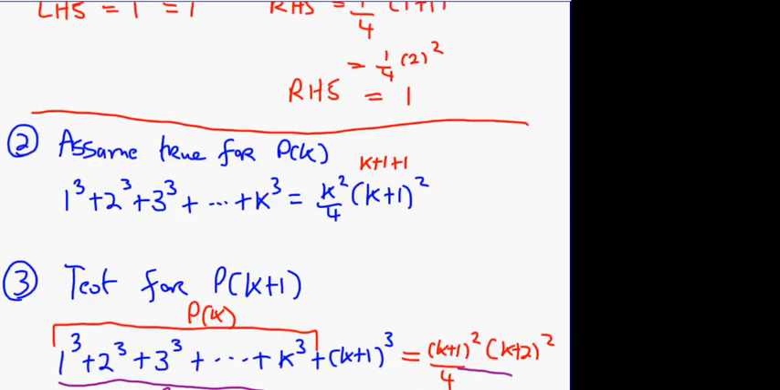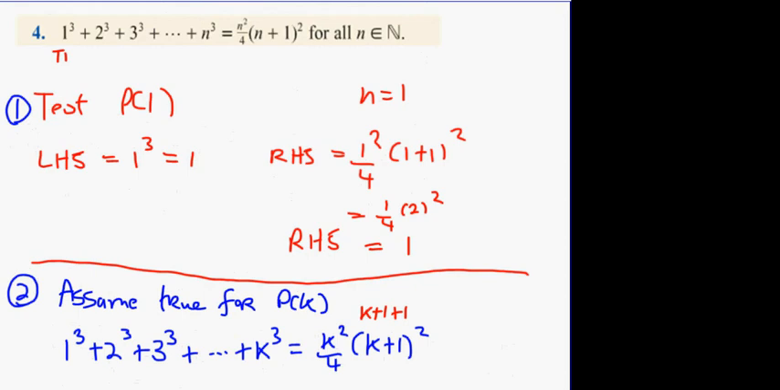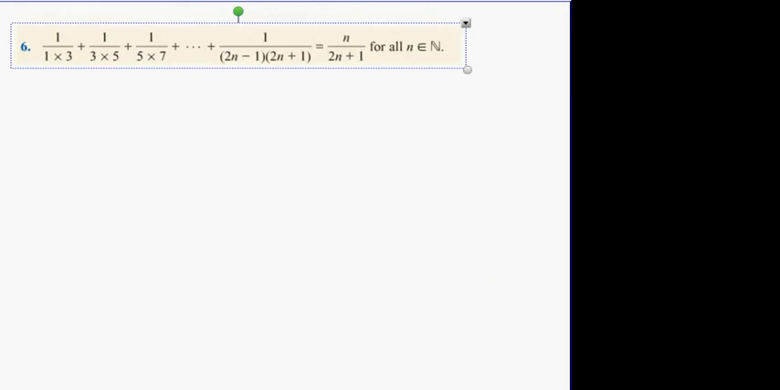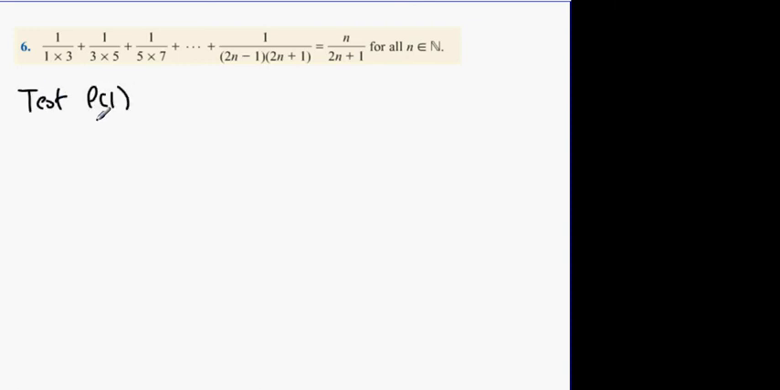Okay, so question 6. Now, in question 6, we're going to test P of 1. Now, when we test P of 1, the left hand side of the equal sign, which is this LHS, this is the RHS, and what we're going to find is that the LHS is going to equal 1 divided by 1 multiplied by 3, which is a third.